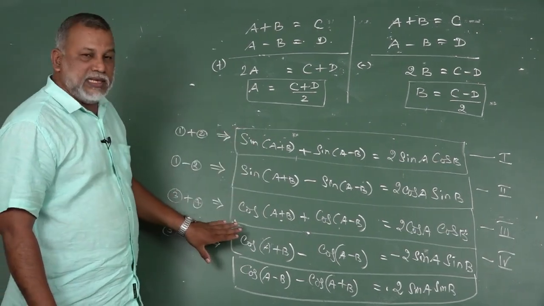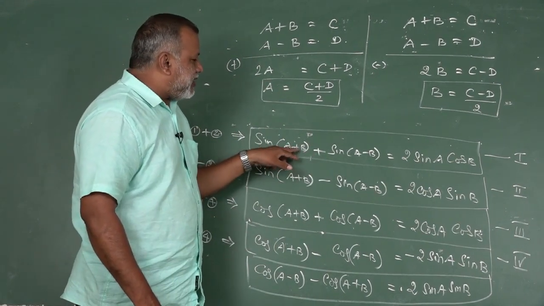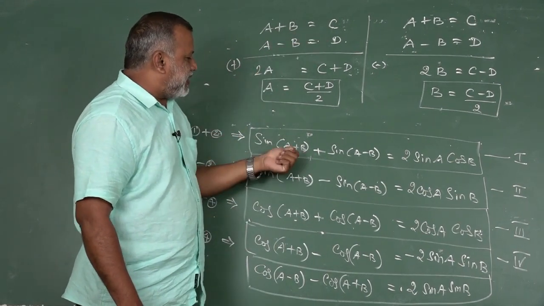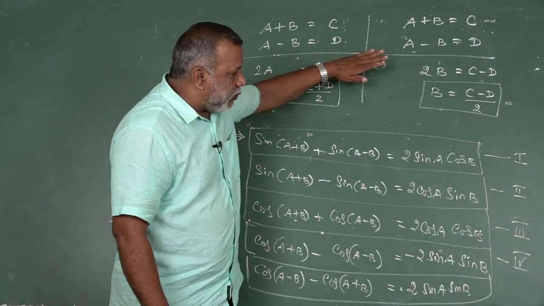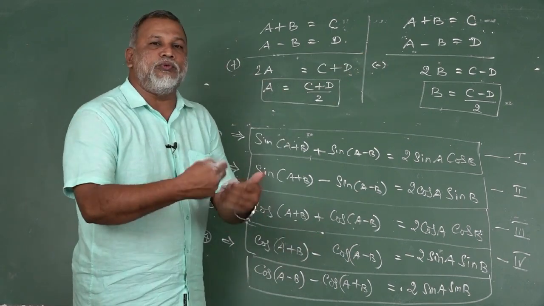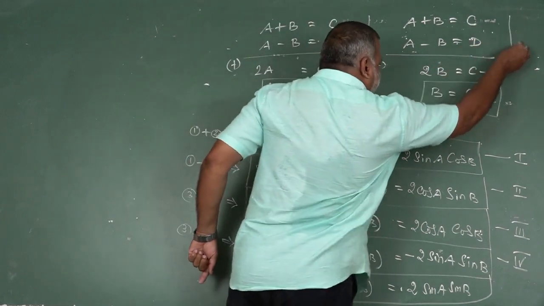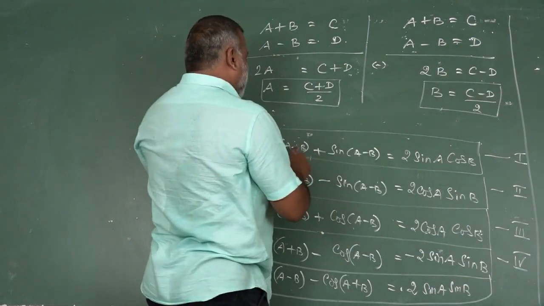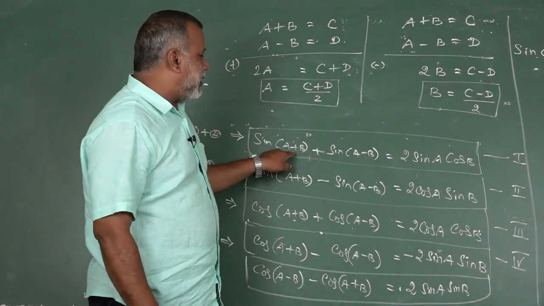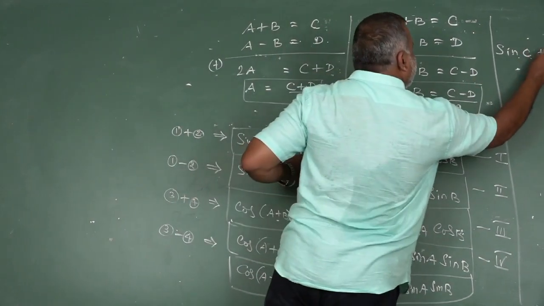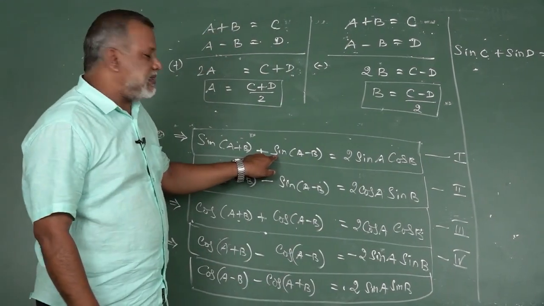In these 4 results, now I am going to substitute or replace A plus B. See now, A plus B equal to C, A minus B equal to D. So substituting these, we can get 4 new results. Now listen carefully. Instead of this A plus B, I am going to substitute sin C, sin C plus sin D.